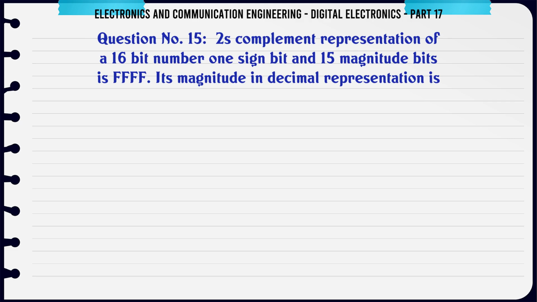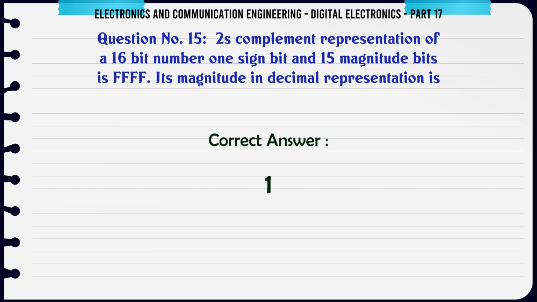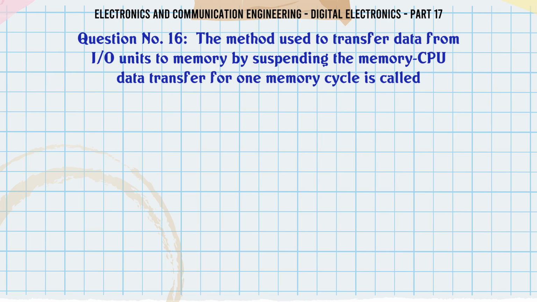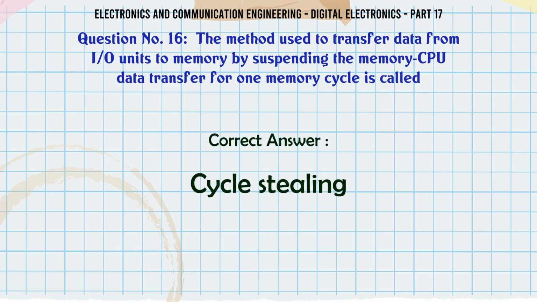2's complement representation of a 16-bit number, 1 sign bit and 15 magnitude bits, is FFFF. Its magnitude in decimal representation is: A. 0, B. 1, C. 32,767, D. 65,535. The correct answer is 1. The method used to transfer data from I/O units to memory by suspending the memory-CPU data transfer for one memory cycle is called: A. I/O spooling, B. cycle stealing, C. line conditioning, D. demand paging. The correct answer is cycle stealing.